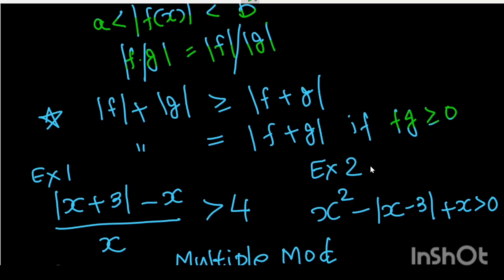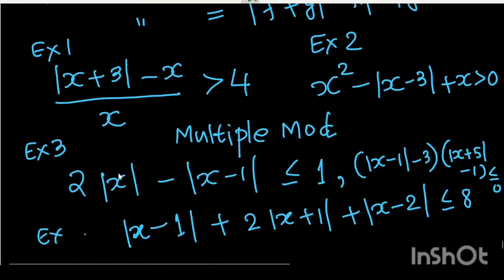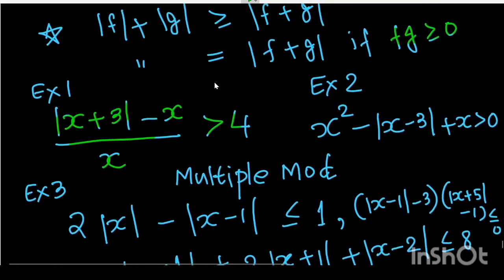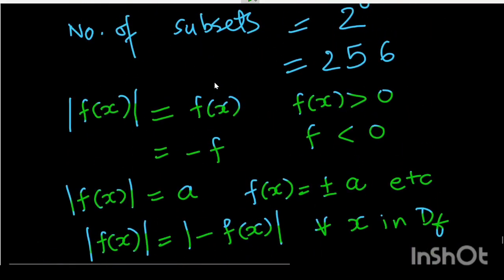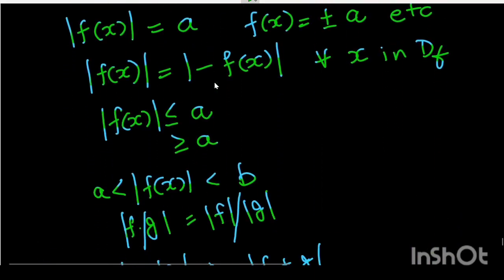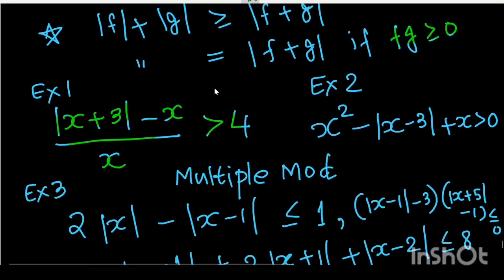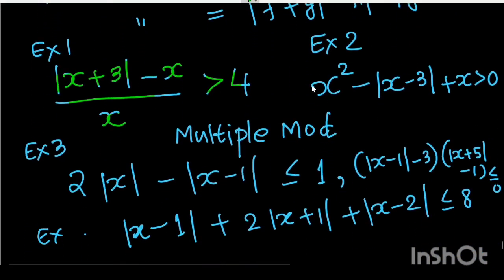Now the question arises, what if a question like this, example 1, is given: x mod x plus 3 minus x upon x greater than 4. Now if you can see here, it doesn't fall into any of the formulae or the results that we did so far. So in that case, how can we solve? You can take another example also. This question also doesn't fall into the given category.